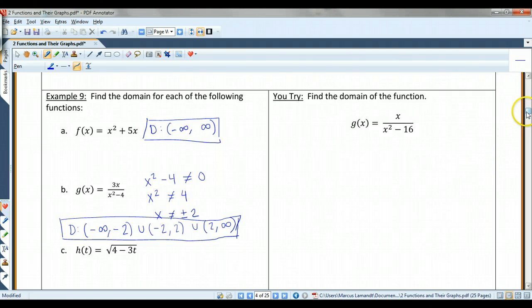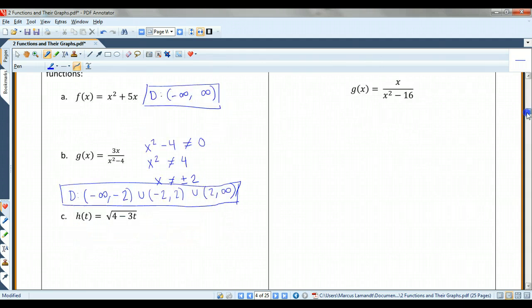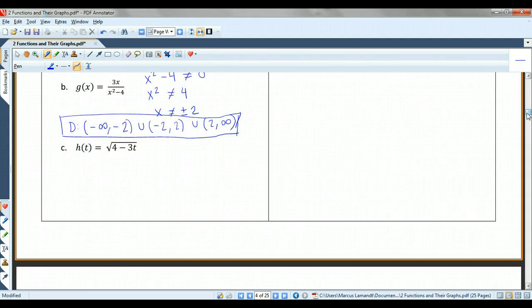Alright, now for the last one, in a square root, hopefully you guys remember that you can't have a negative number in a square root if you're going to get a real solution. So what's inside the square root must be greater than or equal to 0. So I'm going to subtract 4 from both sides.